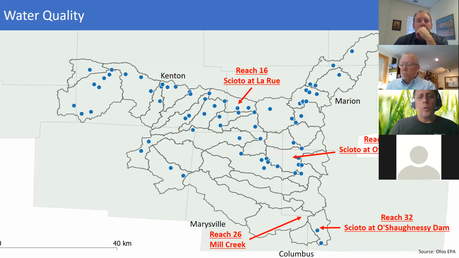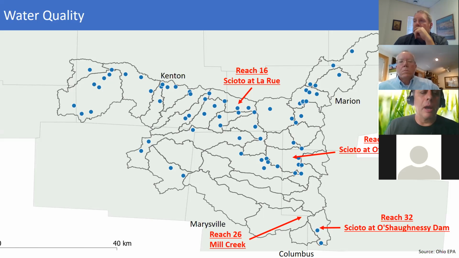Next, we looked at water quality, and although we have a lot of water quality stations, I'm going to focus on 4 of them at the same location so that it's consistent. The Scioto at LaRue, Scioto at Ottawa Creek, the Mill Creek one, and then at the dam at the bottom of the watershed.